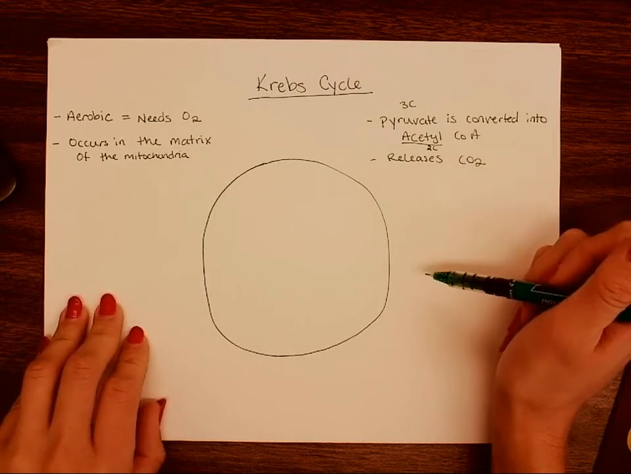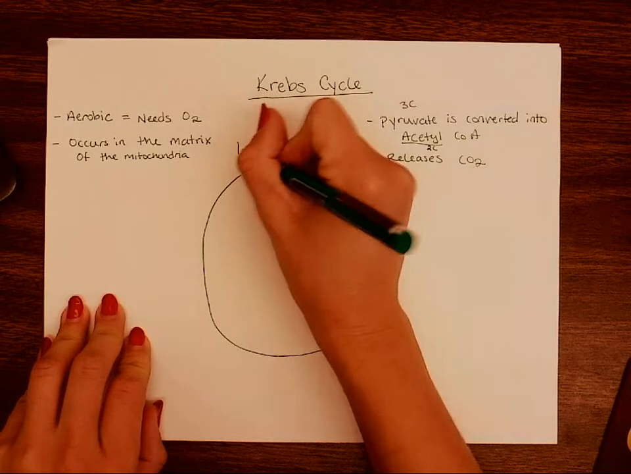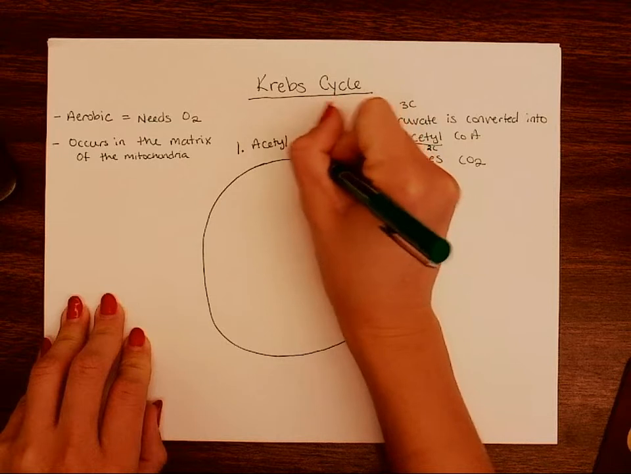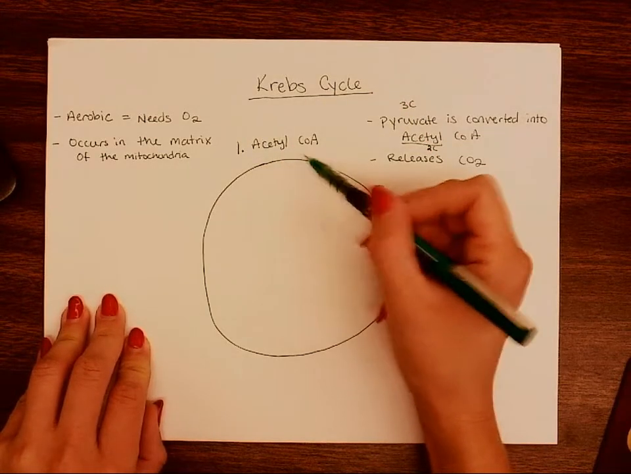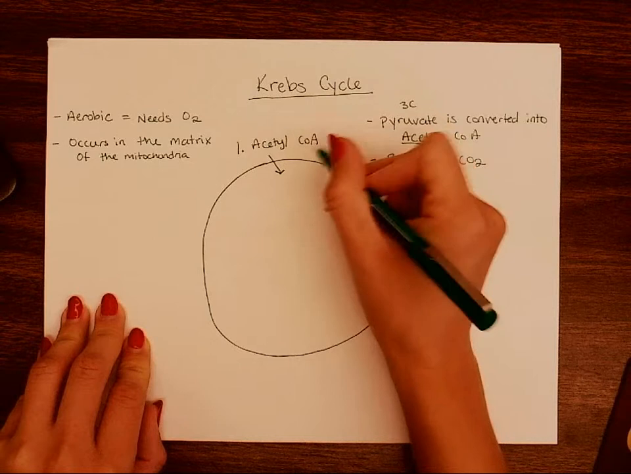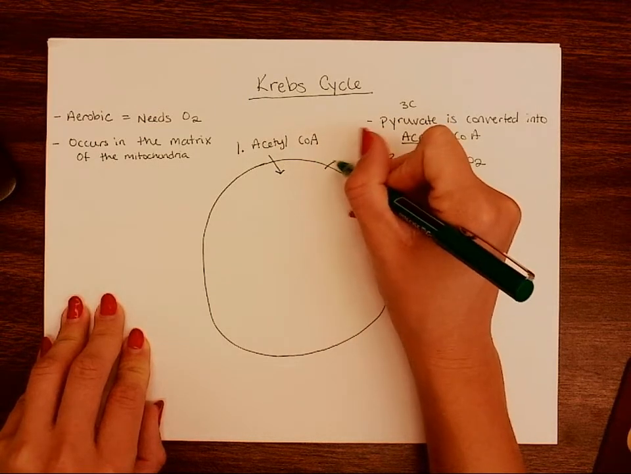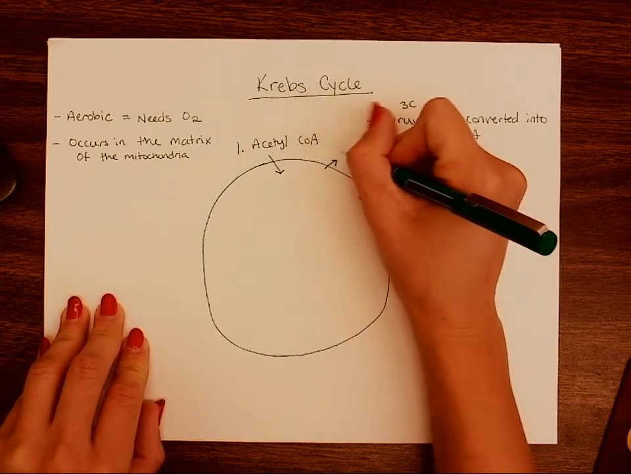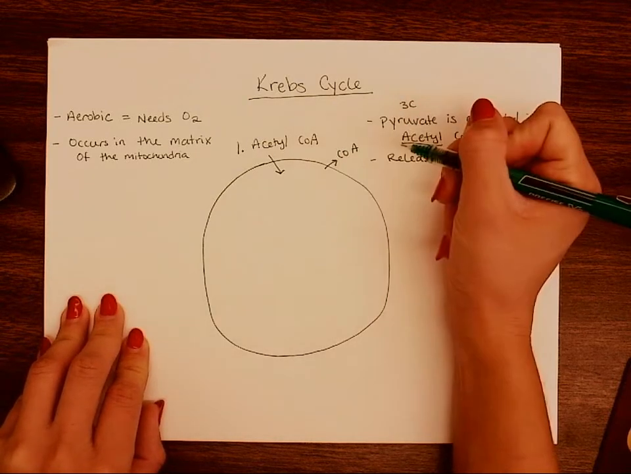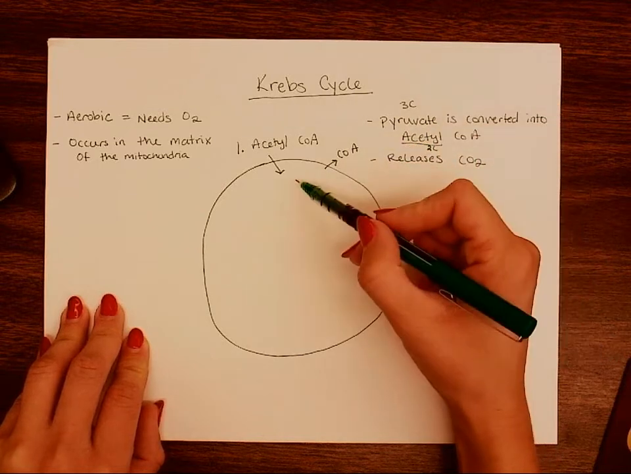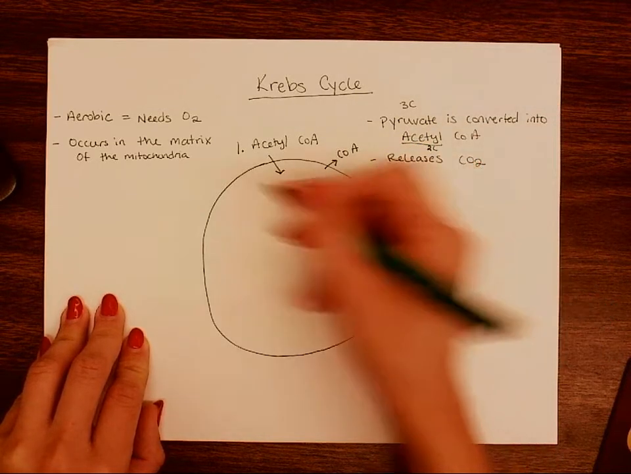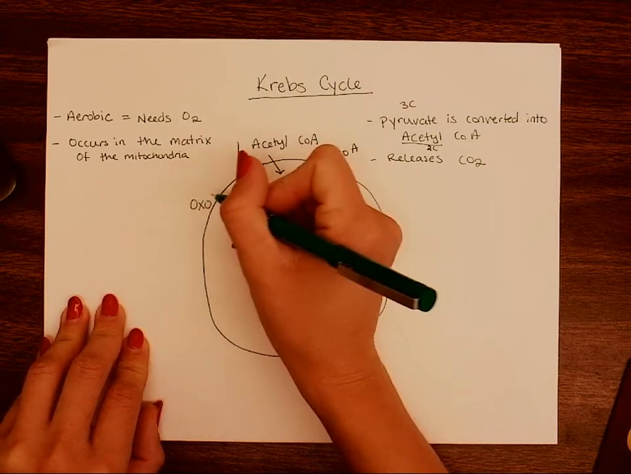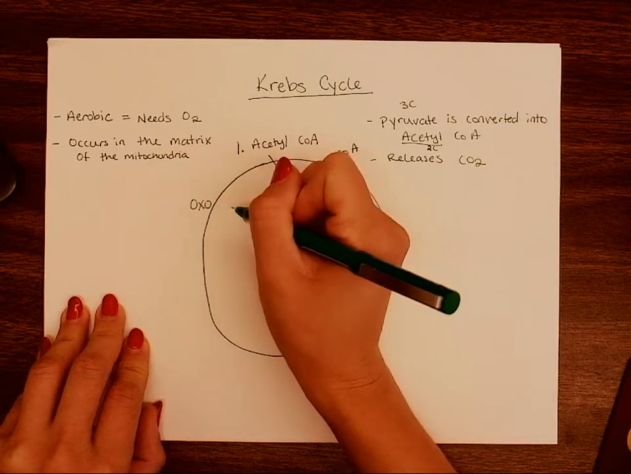So if we're looking at our Krebs cycle, our very first step is this acetyl-CoA is going to be brought into the matrix of the mitochondria. Now, this coenzyme A is then going to leave and then help break down another pyruvate and bring it back to the matrix. So CoA is then able to leave. This acetyl-CoA is going to bind to a 4-carbon molecule called oxaloacetate. And I don't have an acronym for this, so we're just going to have to know this big, long word.